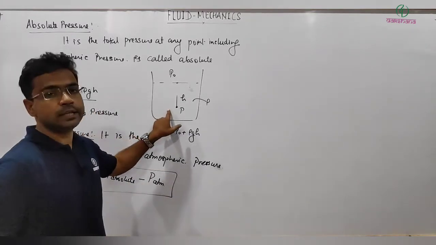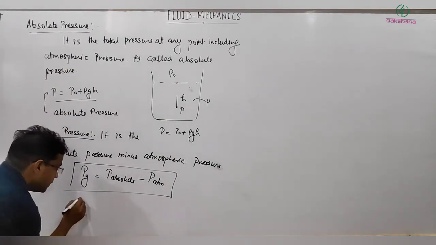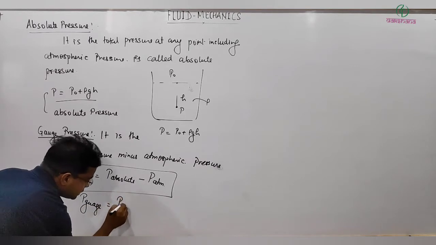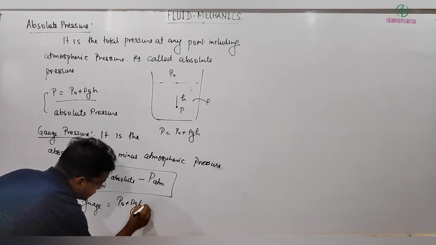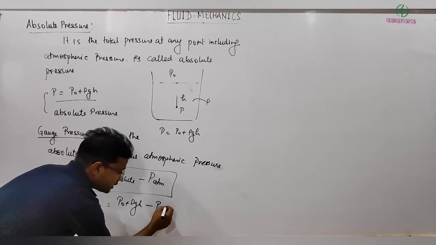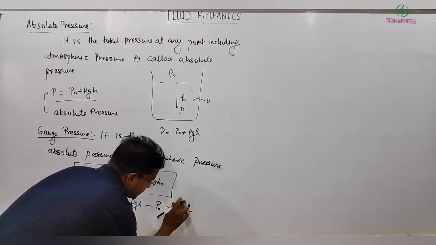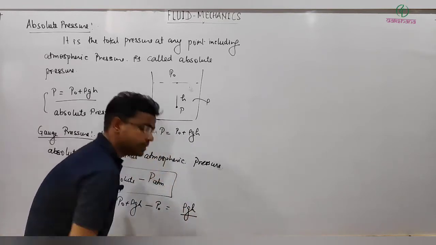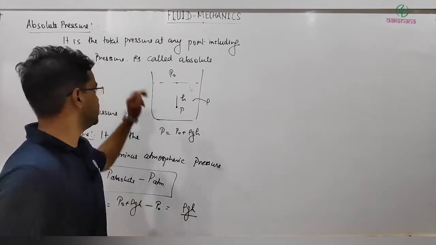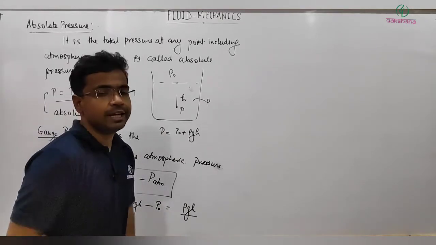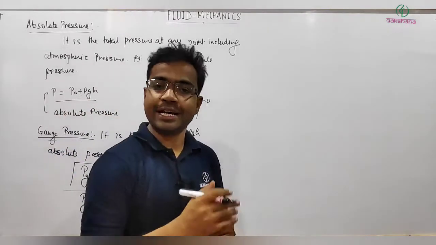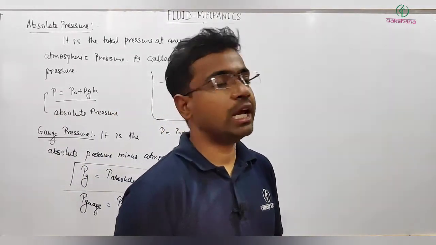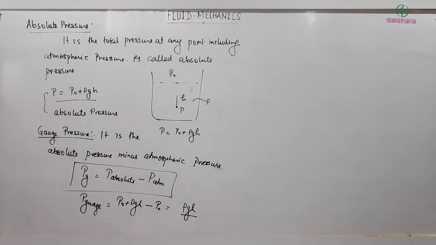Like in this case, if I want to calculate its gauge pressure, then P gauge will be equal to P absolute, that is P naught plus rho g h, minus P atm, which is P naught. That simply comes to rho g h. So this is gauge pressure. That is simply two terms, absolute pressure and gauge pressure. And next is the measurement of pressure, with two devices, barometer and manometer. Let me talk about them.